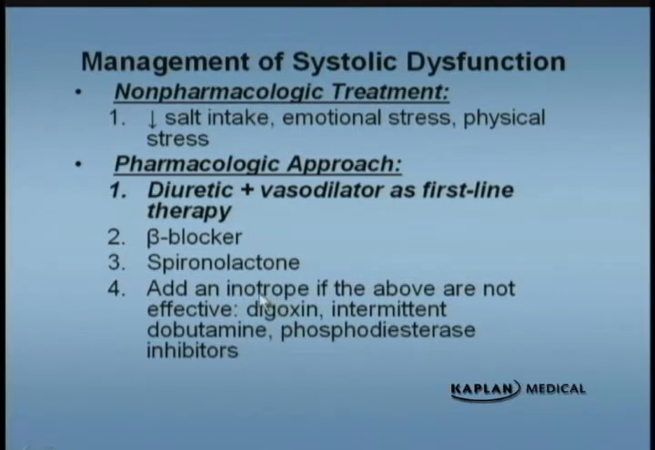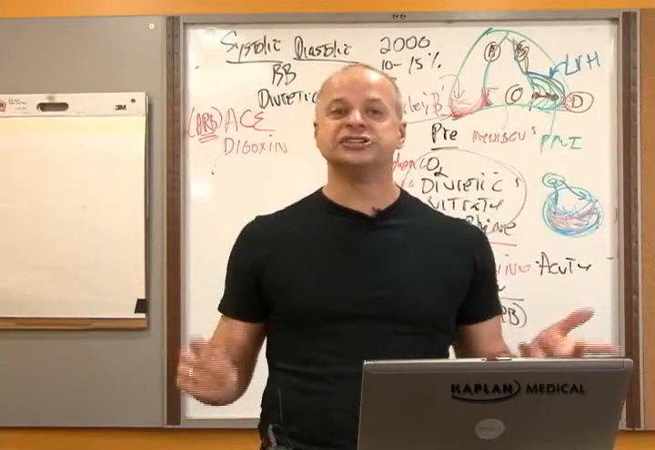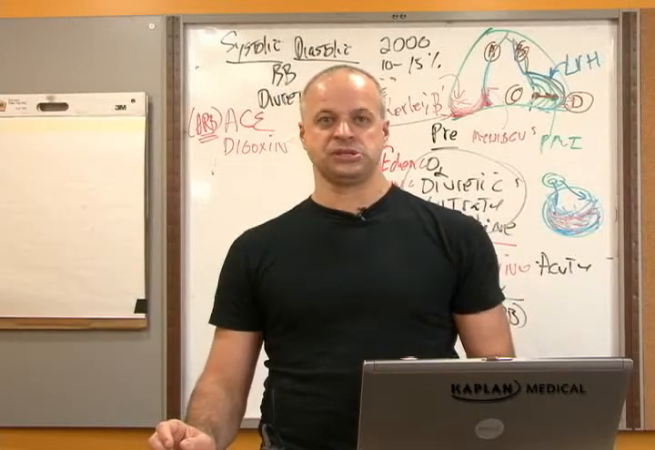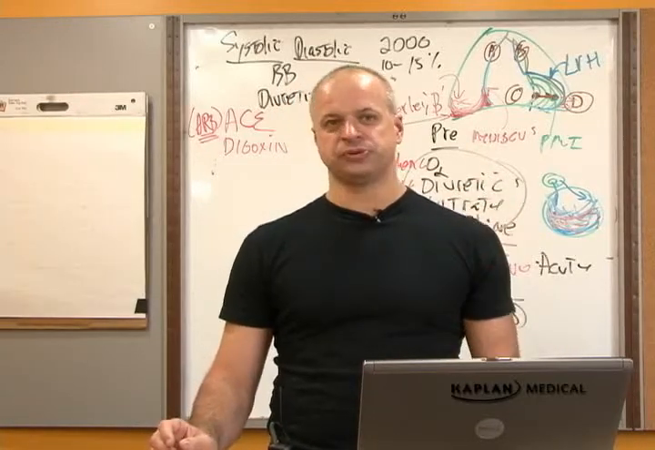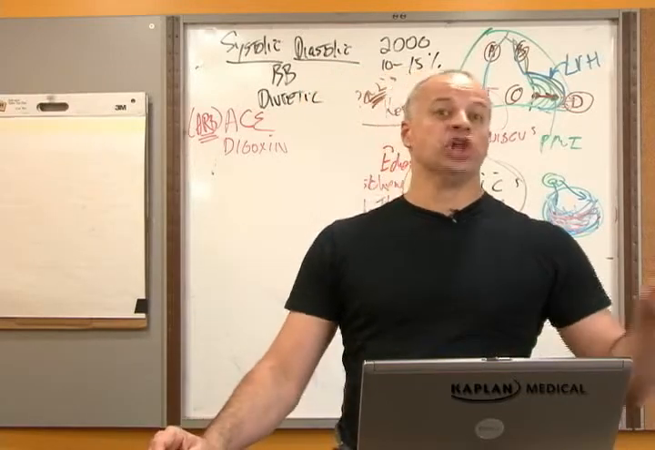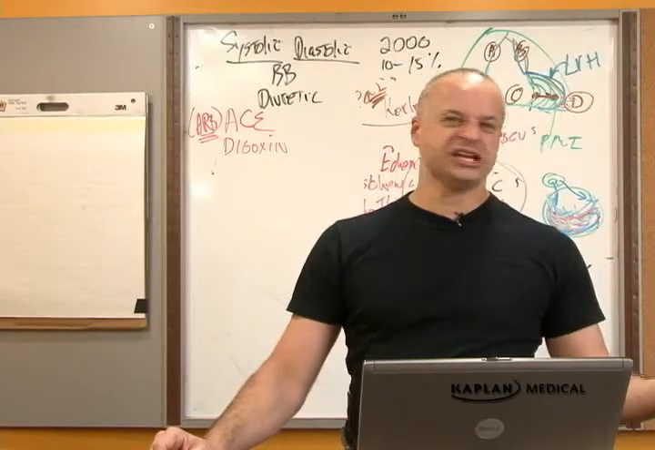You notice that adding an inotrope such as digoxin is dead last, because it doesn't lower mortality. The most important thing about congestive failure is which medications lower mortality. ACE inhibitors, the pills, and ARBs, the sartans, losartan, valsartan, irbesartan, candesartan, telmisartan, are interchangeable.